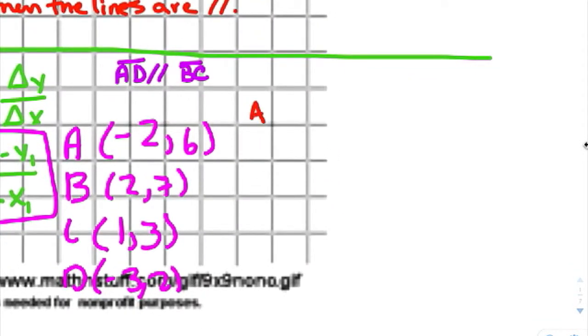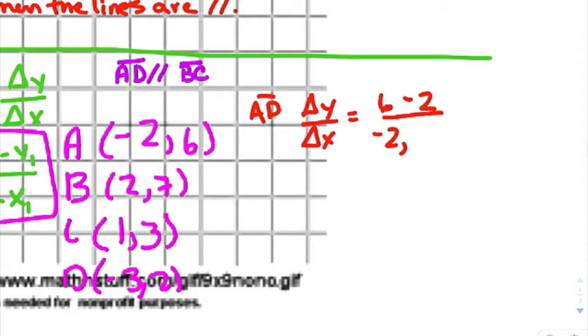So let's go AD. Again, we're dealing with delta y over delta x. AD, so A to D, we're going from 6 to 2. At the same time, the change in x would go from -2 to -3. And so let's simplify. 6 minus 2 is 4. -2 subtracted from -3 is actually a 1. And so that's just going to give us a slope of 4.